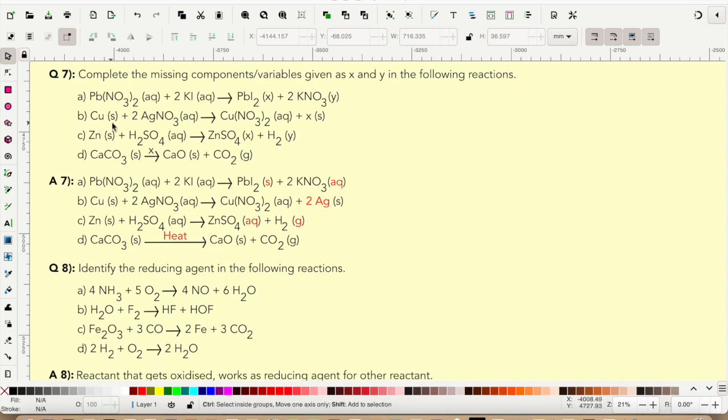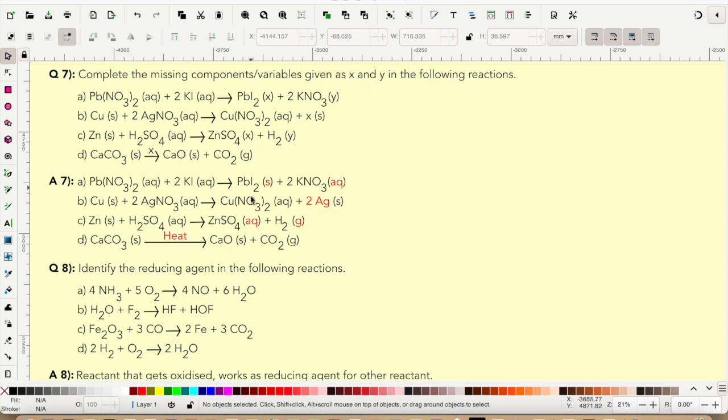Second reaction, CuS plus 2AgNO3 aqueous makes Cu(NO3)2 aqueous plus XS. Balanced chemical equation is given as CuS plus 2AgNO3 aqueous makes Cu(NO3)2 aqueous plus Ag2S. So in place of X, 2Ag will be written. Third reaction is ZnS plus H2SO4 aqueous makes ZnSO4 X plus H2Y. Balanced chemical equation is given as ZnS plus H2SO4 aqueous makes ZnSO4 aqueous plus H2 gas.